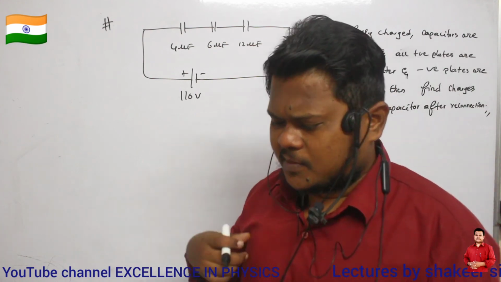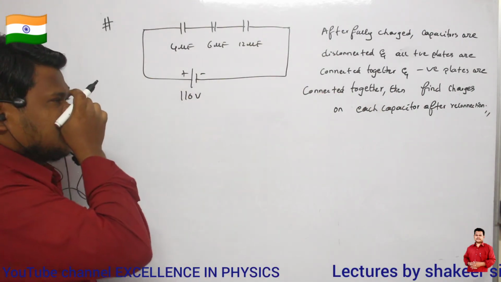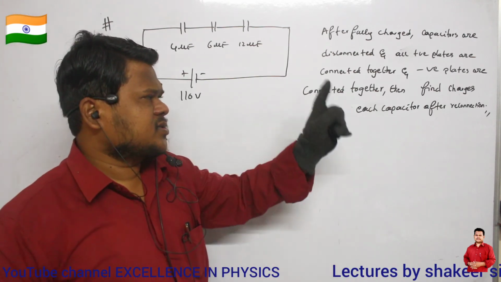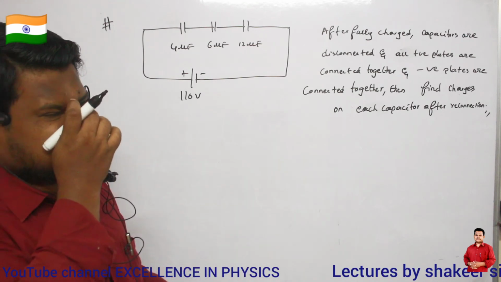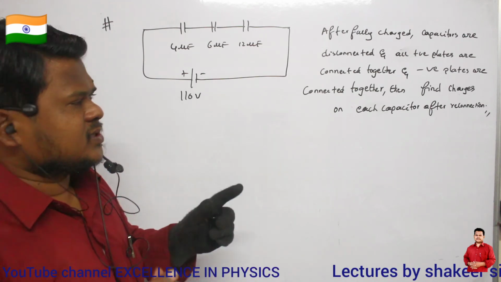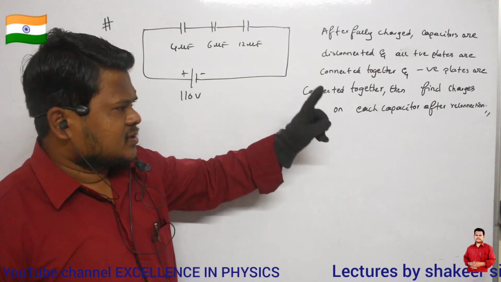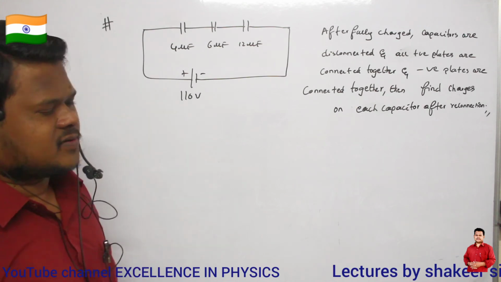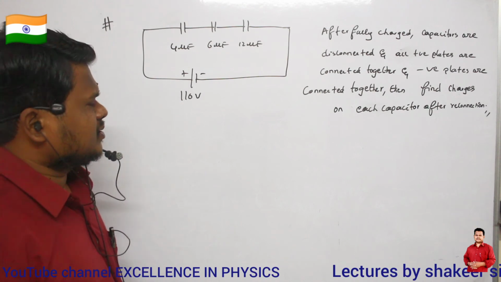So after these capacitors are fully charged, what I am doing is separating them from the circuit, and all the positive plates I am connecting to one terminal and all the negative plates I am connecting to another point. Now they are not connected in a circuit, just the capacitors are connected. Then find the charges which are present on each capacitor after reconnection. That is what we are supposed to calculate. Can anybody say?